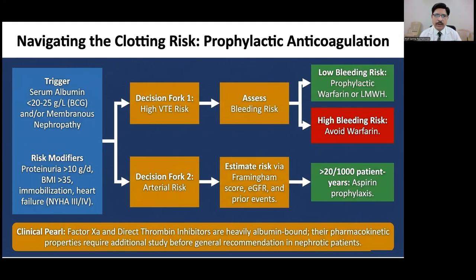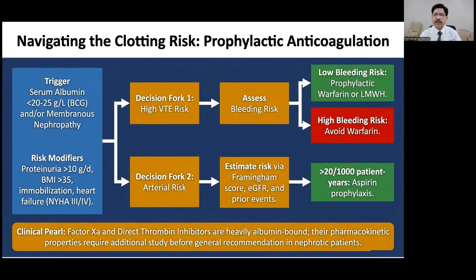What is the trigger? Look at the serum albumin, whether it is membranous nephropathy. In both the conditions, anticoagulants are useful. Risk modifiers, more proteinuria, more BMI, immobilized patient, heart failure. I need to give anticoagulation. What anticoagulation? Venous, arterial. Venous, what I give? Warfarin, LMWH, when the risk of bleeding is low.